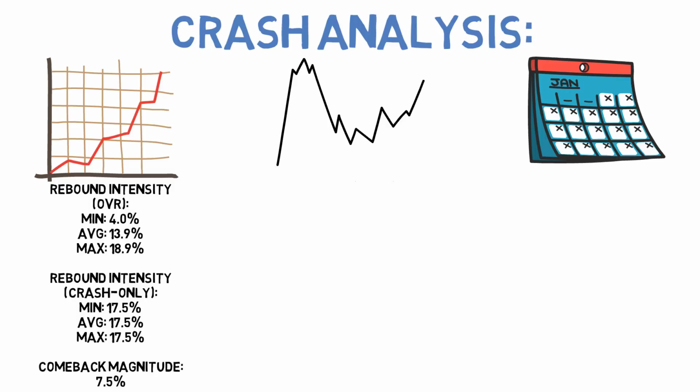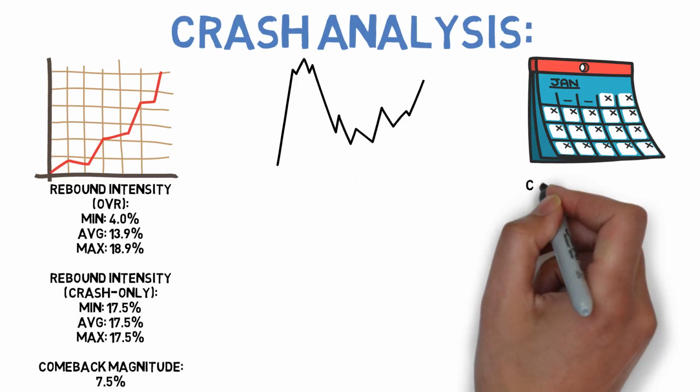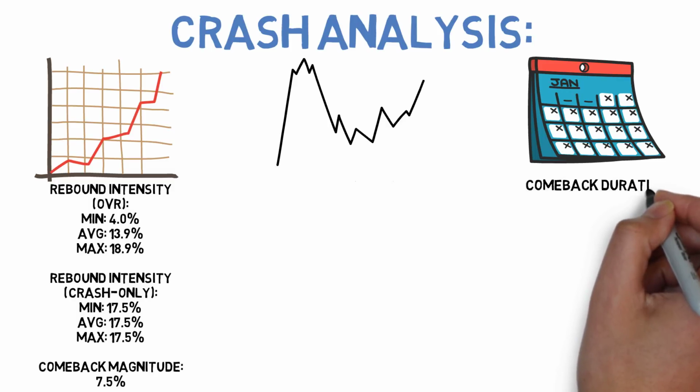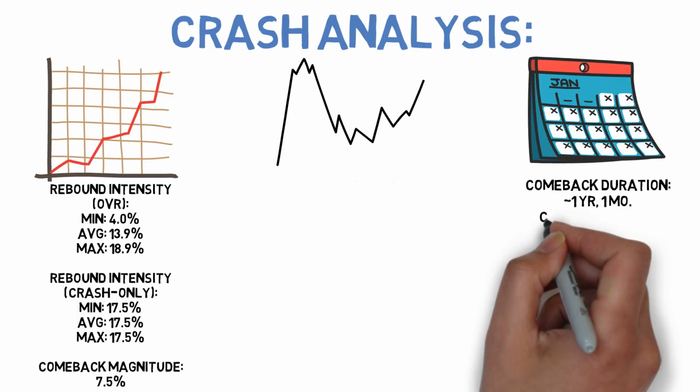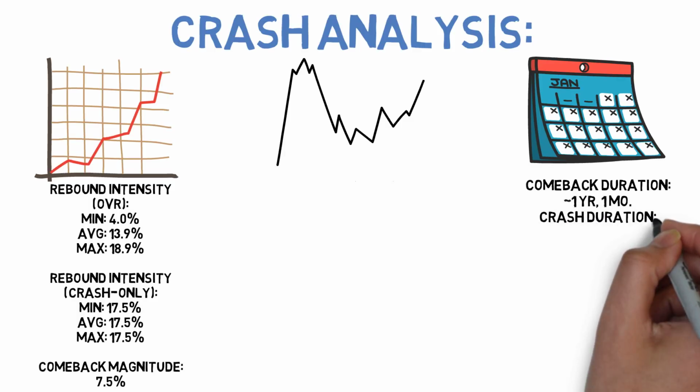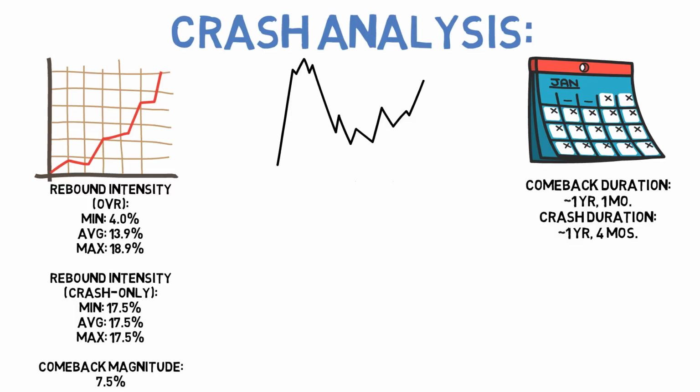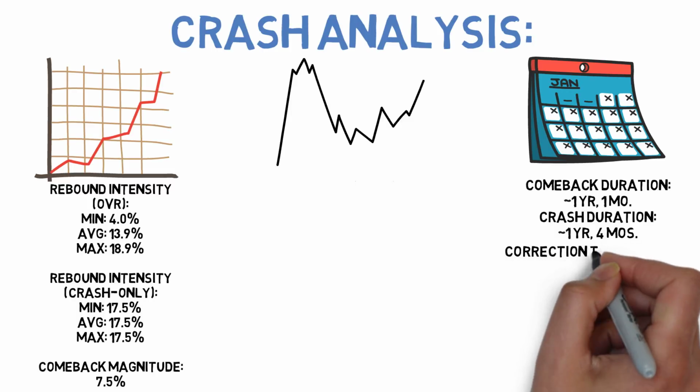To get an idea of its longer-term resiliency, we can look at what I call the portfolio's comeback magnitude, which measures how much the portfolio grows each year on average between bottoming out and setting new all-time highs. In this case, the global market portfolio's comeback magnitude was 7.5%. On average, it took a little over a year for the global market portfolio to set new highs after bottoming out. That means that on average, downturns lasted roughly 16.5 months for this strategy.